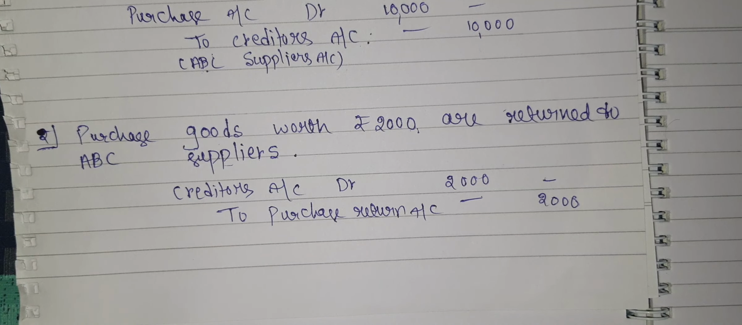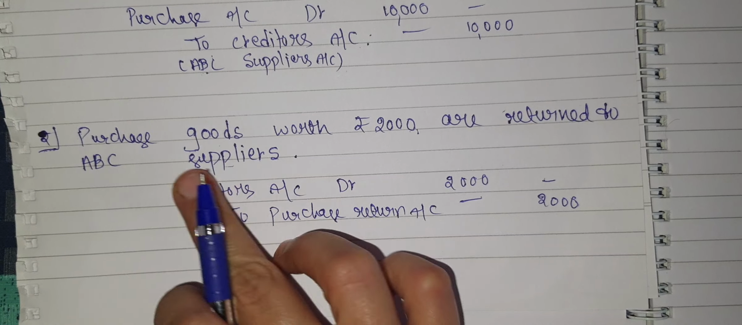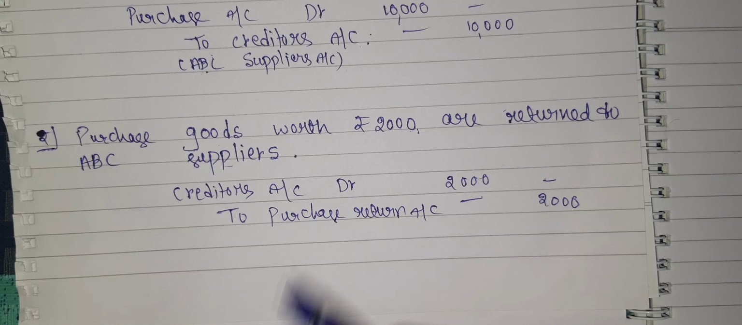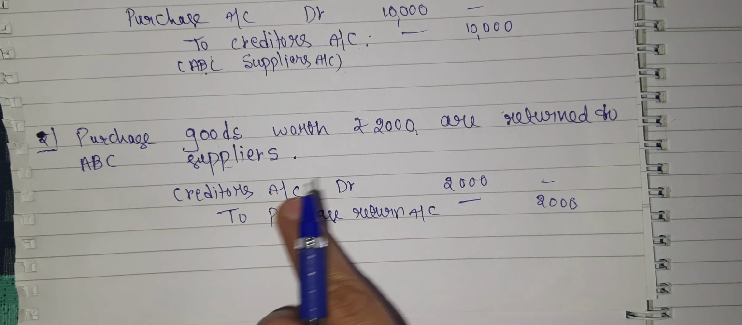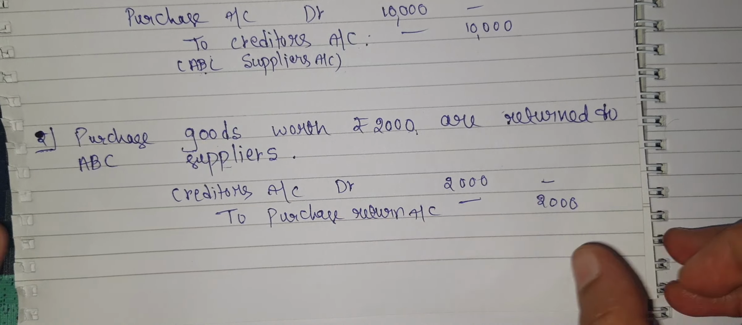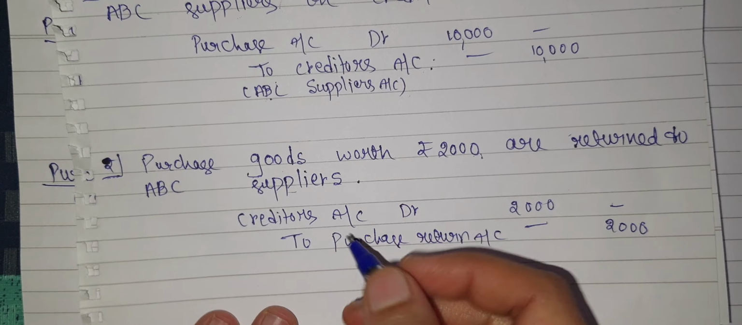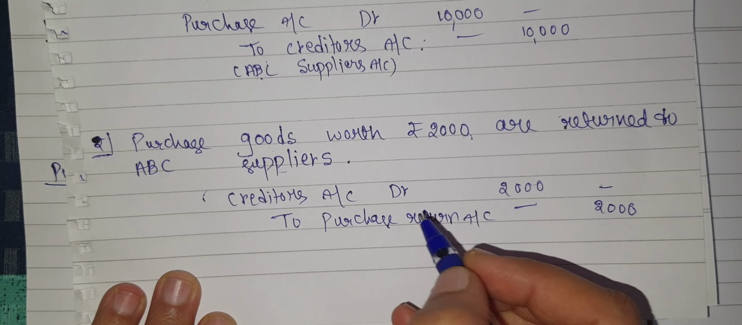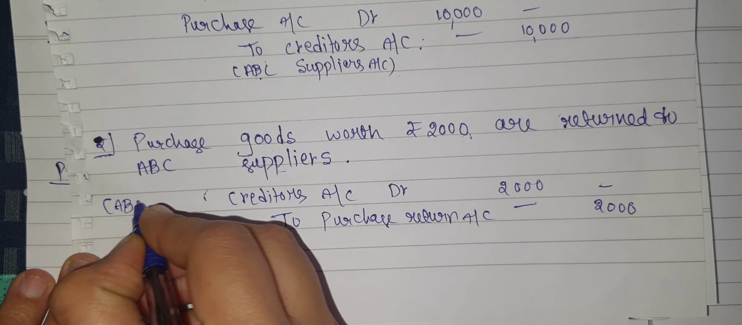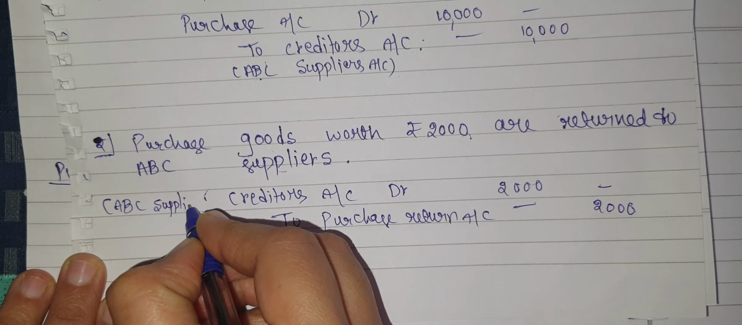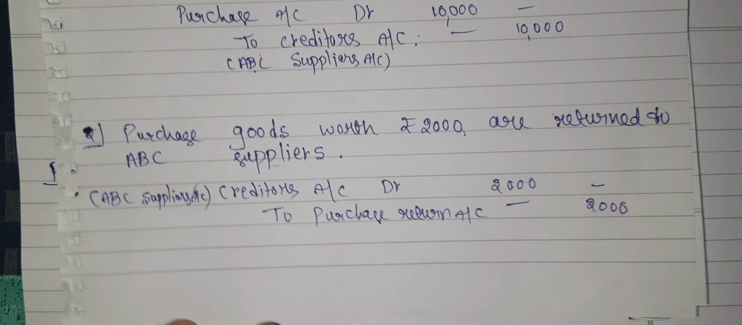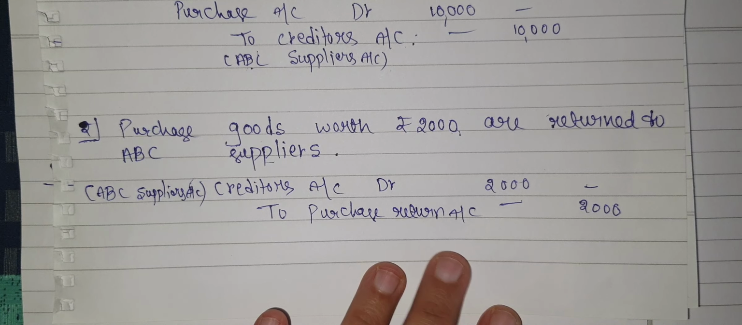Creditor's account falls under personal account. The rule is debit the receiver. Creditors means the ABC suppliers, and they are receiving the goods. So ABC suppliers or creditors account debtor. Here we can also write ABC suppliers. I will write ABC suppliers account, which means they are only the creditors here, to purchase return account.